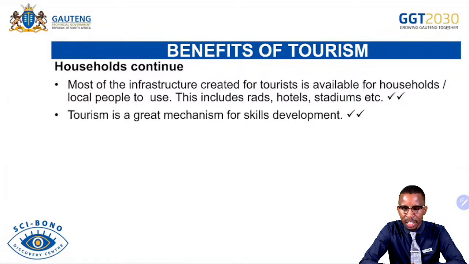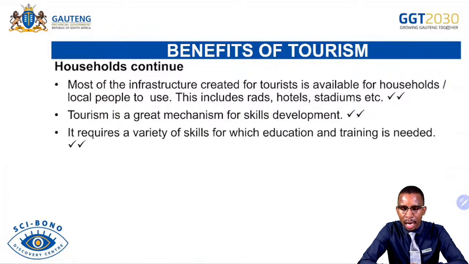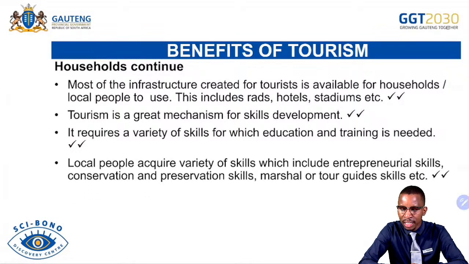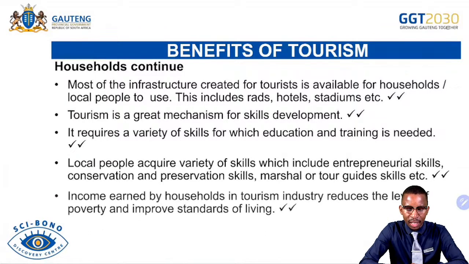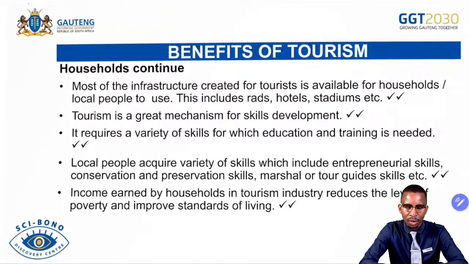Tourism is a great mechanism for skill development. We know that people are employed without skills, but when they get there to work, they get ongoing training, then they become more skilled because of tourism. It requires a variety of skills, for which education and training is needed. Local people acquire a variety of skills, which include entrepreneurial skills. They can start their own businesses, conservation and preservation skills. They are able to conserve and preserve the environment, martial or tour guide skills, etc. Income earned by households in the tourism industry reduces the level of poverty and improves the standard of living.